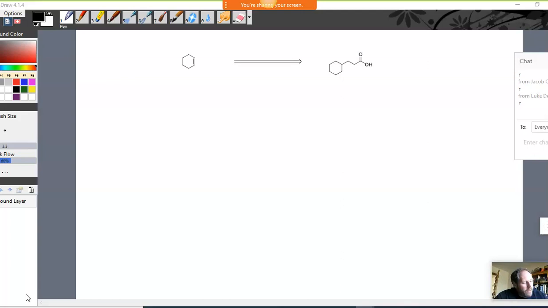You just have to plan it out, and you got to be careful that you don't have matching groups and all that stuff. So maybe I'll show you what I think the easiest way would be. One way that I thought of is you can add HCl, make this into the chloride, add the acetylide to it, which will give you 2 carbons.